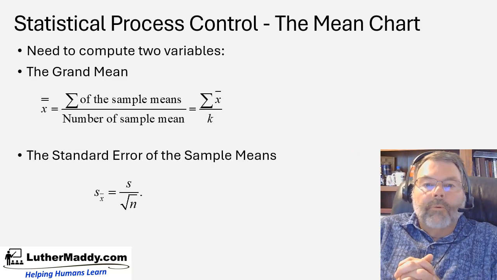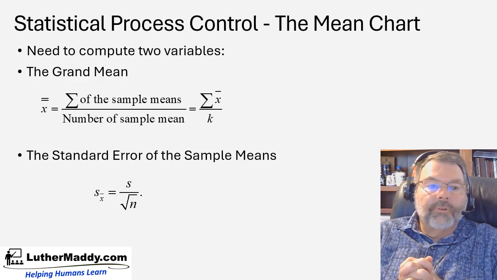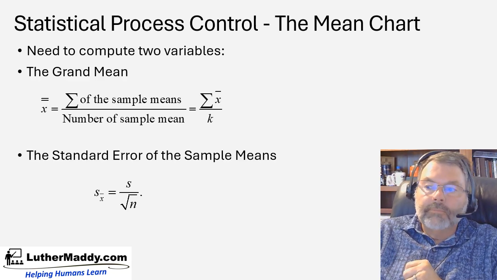One of the first charts we're going to be creating is a mean chart. A mean chart is going to plot the means within the upper and lower control limits that we saw just a second ago. And there are two variables that we need to understand in order to compute that. We're going to need the grand mean, which is the sum of the sample means divided by the number of observations. We also need to compute the standard error of the sample means. That is simply the standard deviation divided by the square root of the number in the sample. That will make more sense as we start computing our upper and lower control limits here.